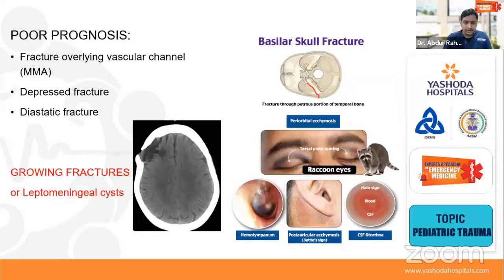And very importantly, signs of basilar skull fracture. This is very important. So various signs of basilar skull fractures include raccoon eyes, hemotympanum, Battle sign, that is post-auricular ecchymosis, and CSF otorrhea. So these are all signs indicating there is base of skull fracture. And if there is a fracture overlying a vascular channel, if there is a depressed fracture, or if there is a diastatic fracture, these indicate very poor prognosis. And here you can see that is a growing fracture or leptomeningeal cyst.